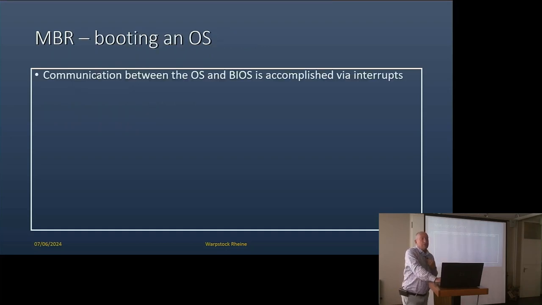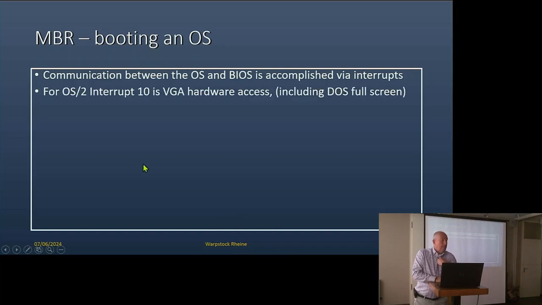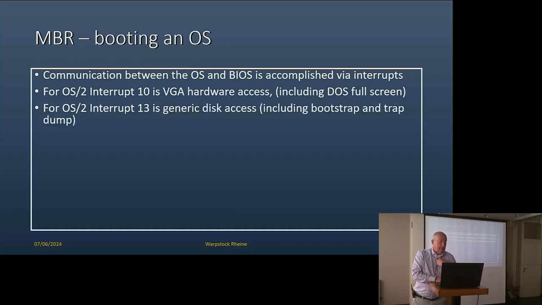Okay, communication when we start booting between the OS and the BIOS is accomplished via interrupts. For OS/2, interrupt 10 is the VGA hardware access interrupt, which includes DOS full screen, and this does have implications for using BIOS or UEFI. And interrupt 13, which is the generic disk access interrupt, which includes bootstrap and trap dump.